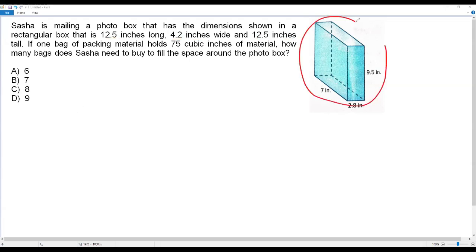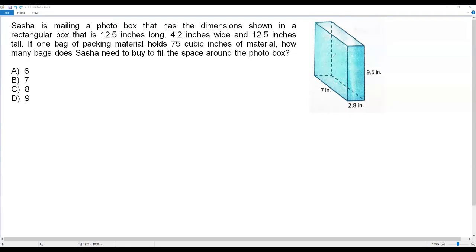So when she packs this photo box in the new rectangular box, definitely there will be some space between the photo box and the rectangular box in which she is going to keep it. That gap is going to be filled by packing material, and one bag of packing material holds 75 cubic inches. Since it's cubic inches, this 75 represents volume. How many bags does Sasha need to buy to fill the space between the photo box and the rectangular box?